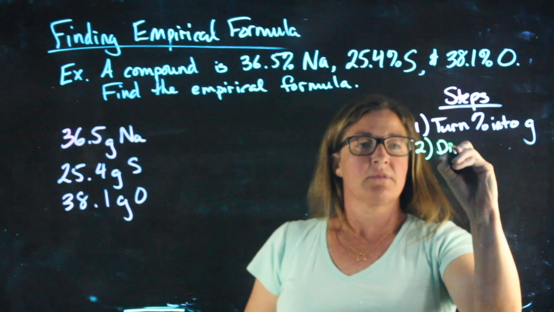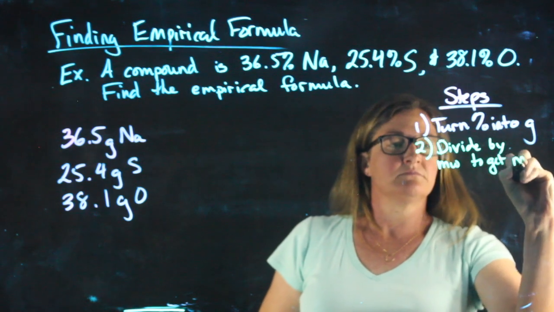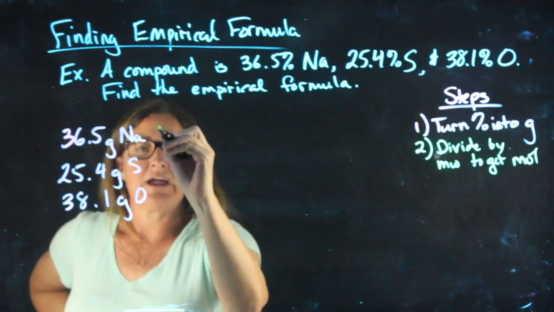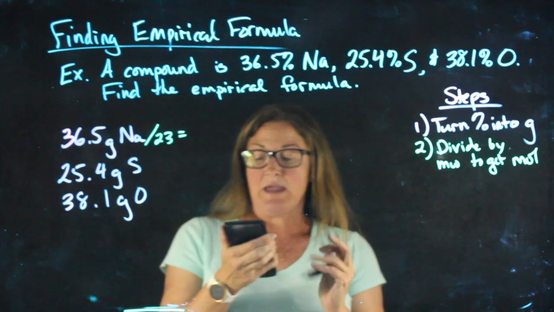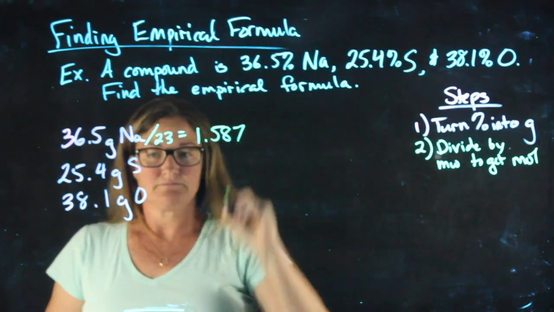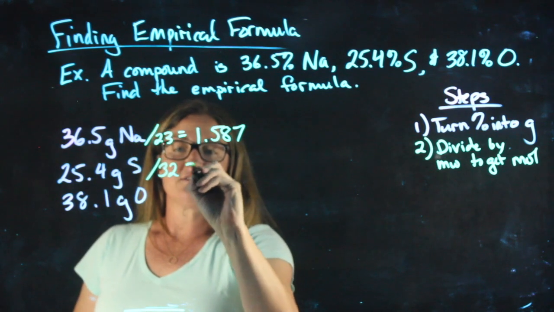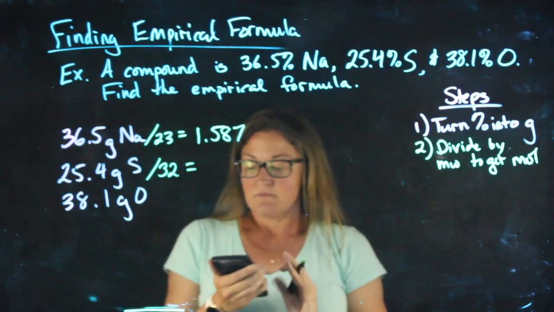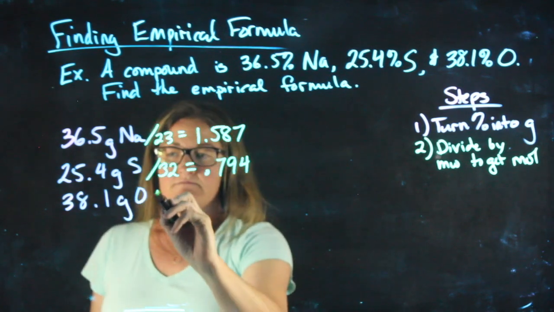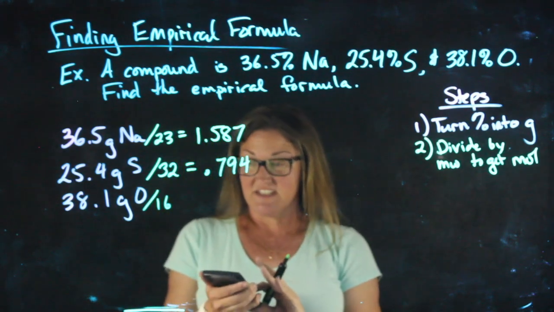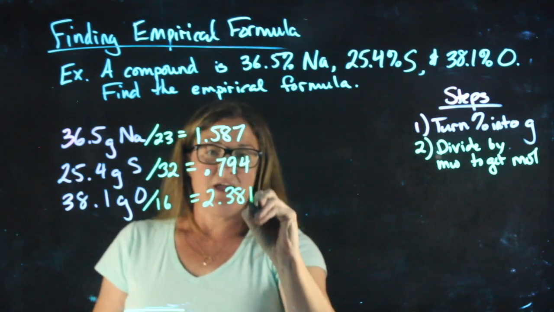Step 2. We're going to divide by molecular weight to get moles. To get the moles of sodium, I divide its grams by its molecular weight. 36.5 divided by 23, 1.587. To get the moles of sulfur, I divide 25.4 grams by the molecular weight of sulfur, which is 32. That just gives me 0.794. For oxygen, I'll divide 38.1 grams by its molecular weight of 16. 2.381 moles of oxygen.